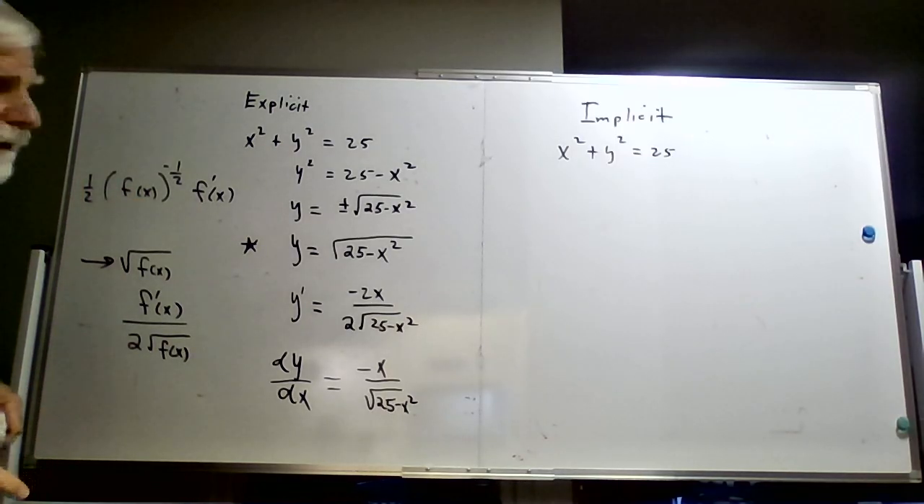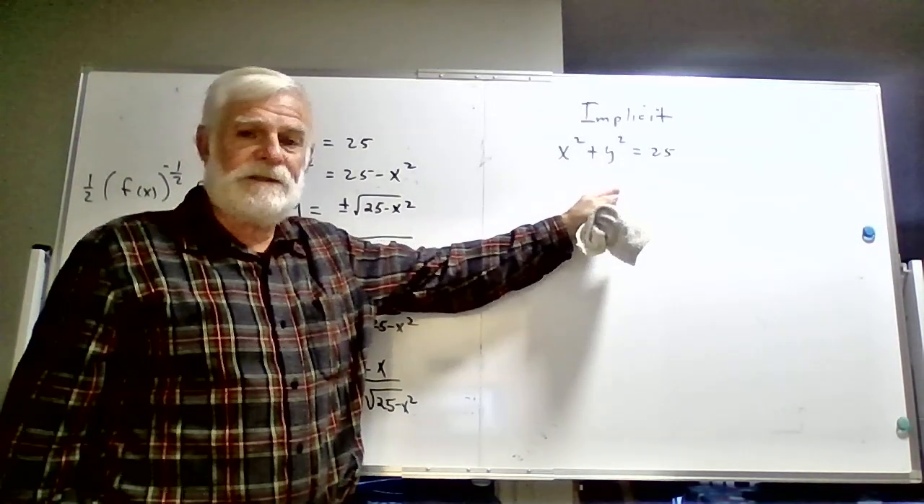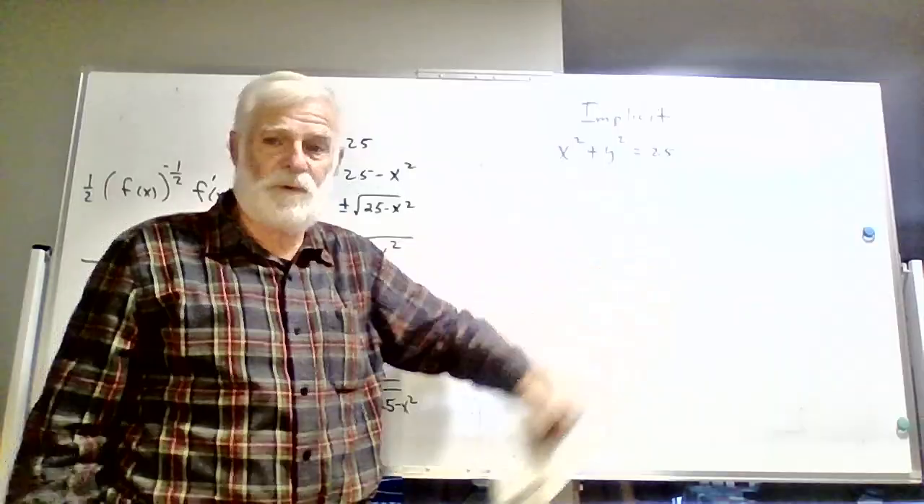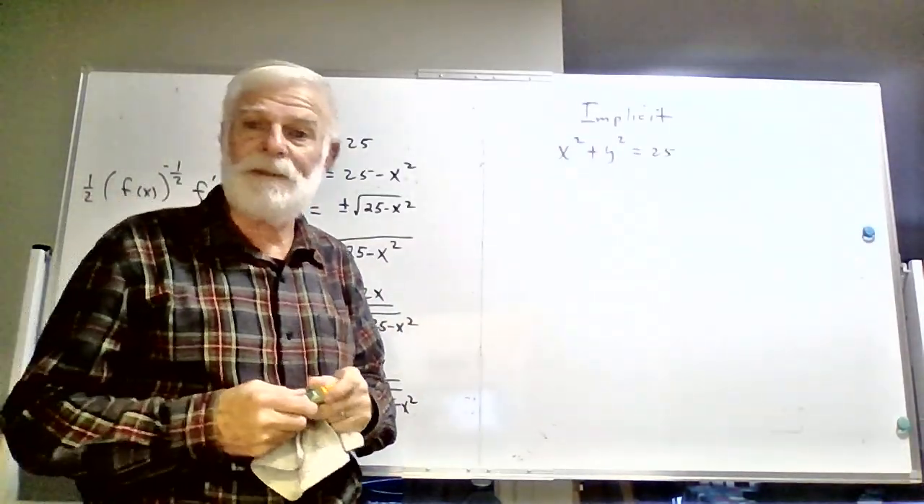Now, at the end of this video, we're going to come back and look at something we looked at in the last lesson set: x squared plus y squared equals 25, and hopefully the symbols will have a little more meaning.